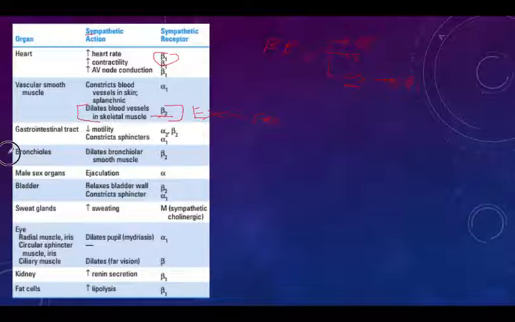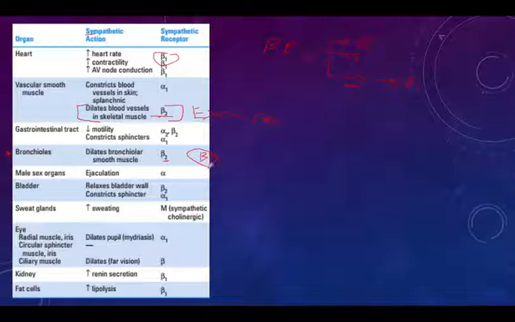Bronchioles, so I'm going to put a little asterisk next to this because the lungs can get a little confusing because of the terminology. But sympathetic activation, which is beta 2 receptors, causes bronchodilation. And it makes sense in a fight or flight. You're going to want to open up your airways as much as possible.